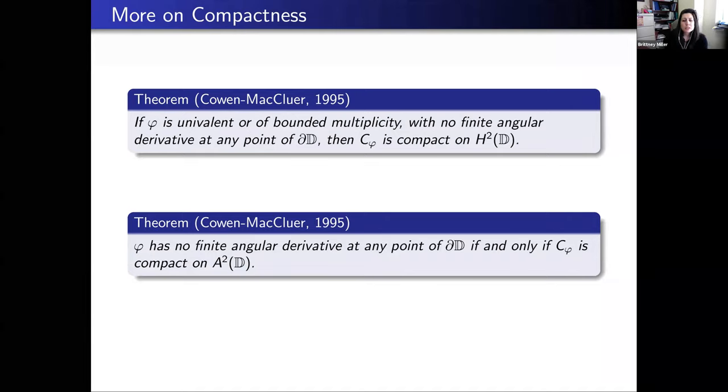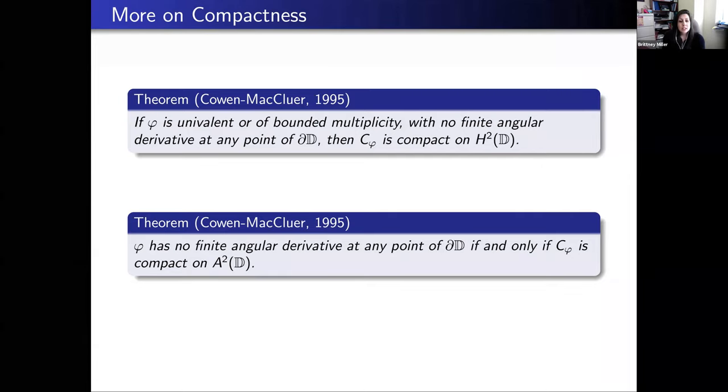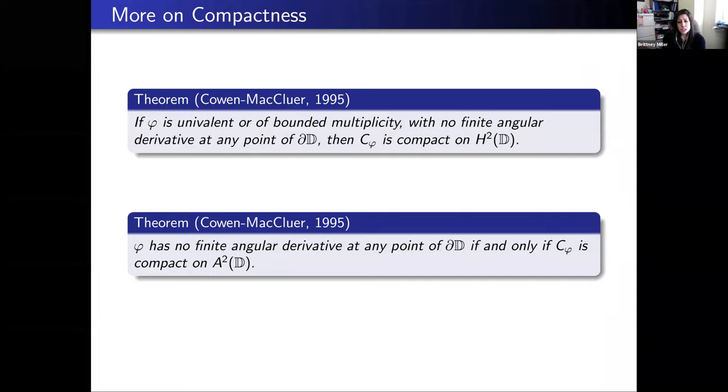And then a few other results about compactness relate to, in the first theorem I have here on this slide, that if phi is univalent or of bounded multiplicity, and it has no finite angular derivatives at any point on the circle, then C_phi is compact on H2. But in fact, we can drop the first hypothesis when we move to A2: if phi has no finite angular derivative at any point on the circle, C_phi is compact on the Bergman space, and vice versa. So this one is an if and only if.